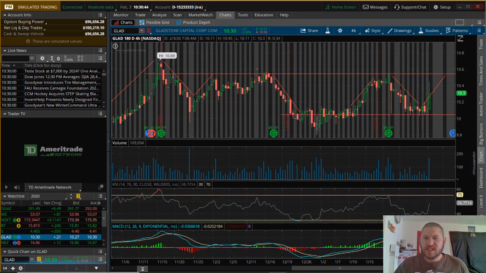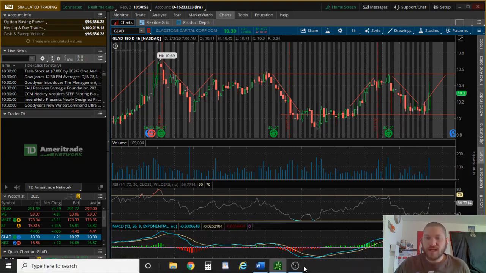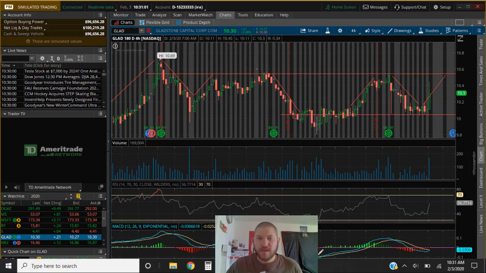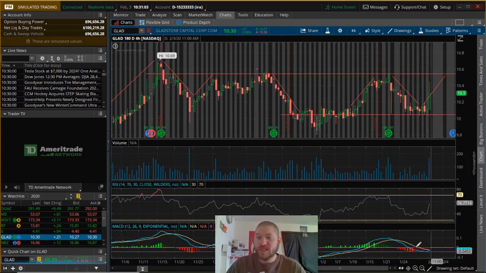I wish you guys could see this little indicator here, the MACD indicator chart. It's showing that it's definitely oversold. Let me actually go over here and move this over slightly. Let's go right there. Okay, so it's showing that it's oversold.